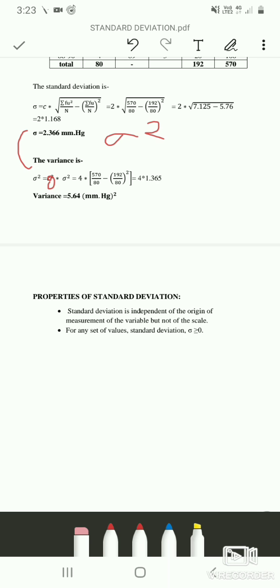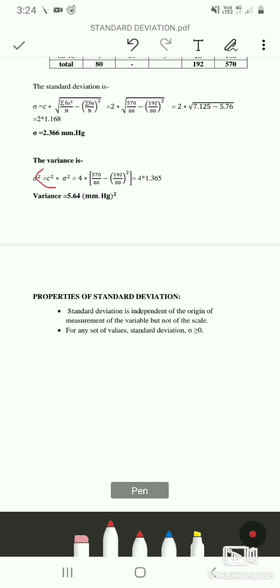So the properties of standard deviation are: standard deviation is independent of the origin, measurement of the variable, but not of the scale. So you can see whenever you have opted for step deviation method, we are dividing by the value of the scale but not of the origin, that is we are nowhere using a value. So we can say standard deviation is independent of origin but not of the scale.